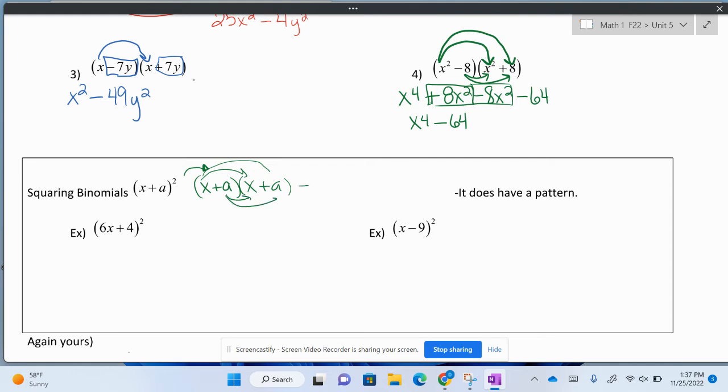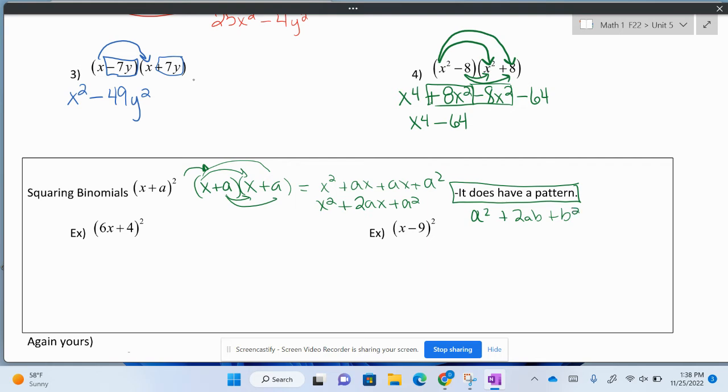I end up with x squared plus ax plus ax plus a squared. So combining like terms, I have x squared plus 2ax plus a squared. So it does have a pattern. It sure does. And the pattern is a squared plus 2ab plus b squared. Now let me show you what that really means.